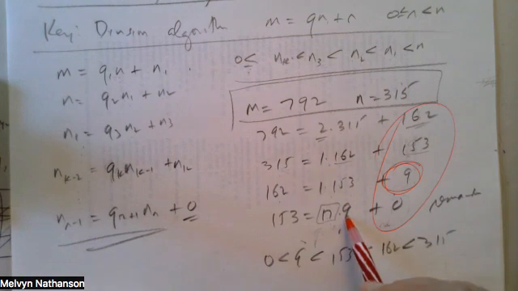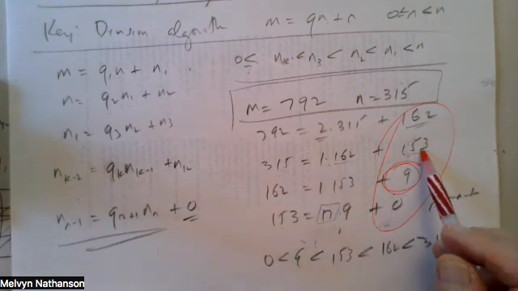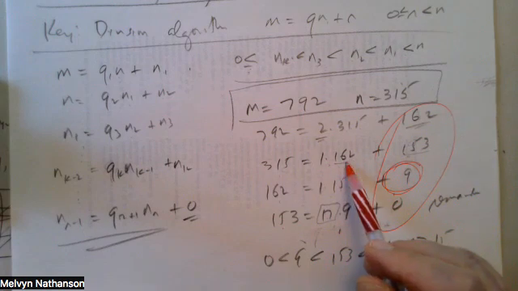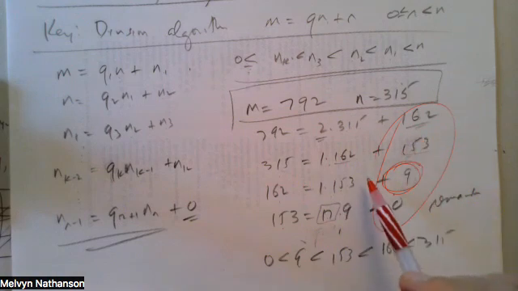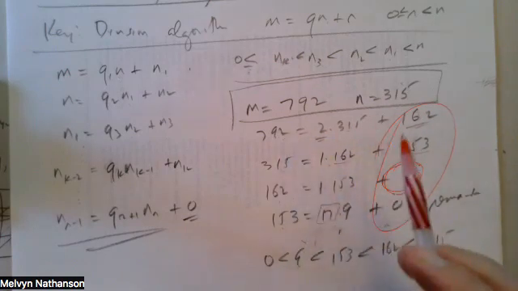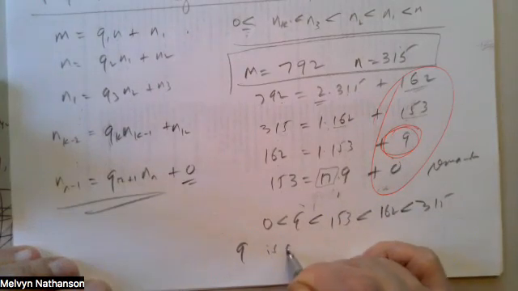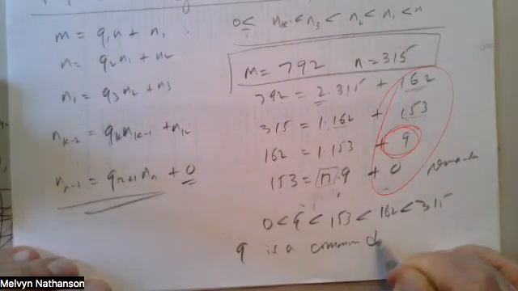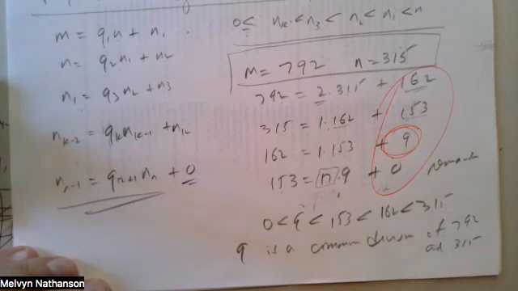And you see, this says 9 divides 153. And if 9 divides 153, it divides 162. If 9 divides 153 and 162, it divides 315. If 9 divides 162 and 315, it divides 792. So in this example, we see 9 is a common divisor of 792 and 315.